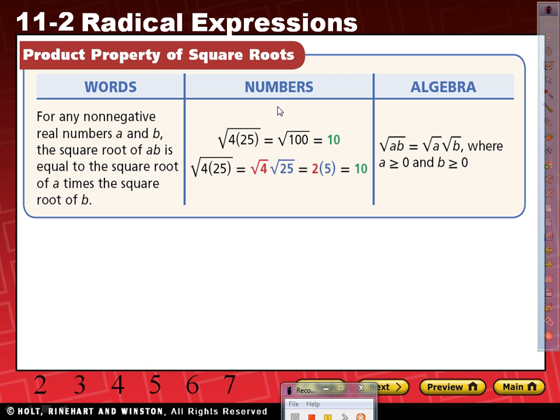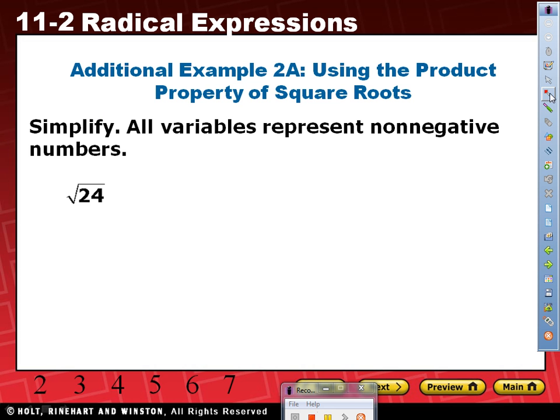Today I'm going to focus on simplifying radicals using some polynomials. Okay? So here we go. Pay attention. We're looking at two things, multiplication and division. Right now I'm going to cover the product property, which is multiplication. Here we go. This is what it says.